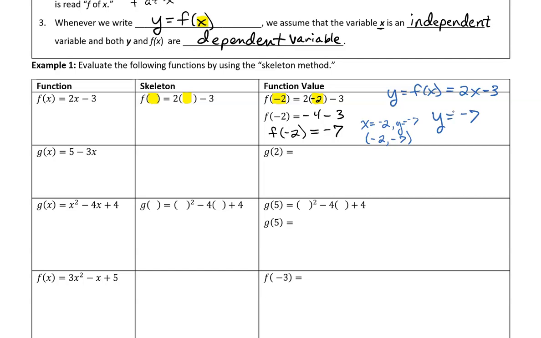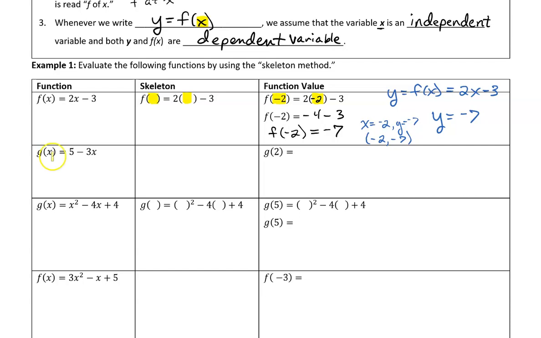Let's try the next one. We have g of x is equal to 5 minus 3x. So there's our function. We have our function name. It's a g this time, and that's fine. It's still all of this g of x part here. The stuff on the left side of my equal sign, that's still representing the y value. Let's go ahead and fill in our skeleton method. What is that skeleton going to look like?